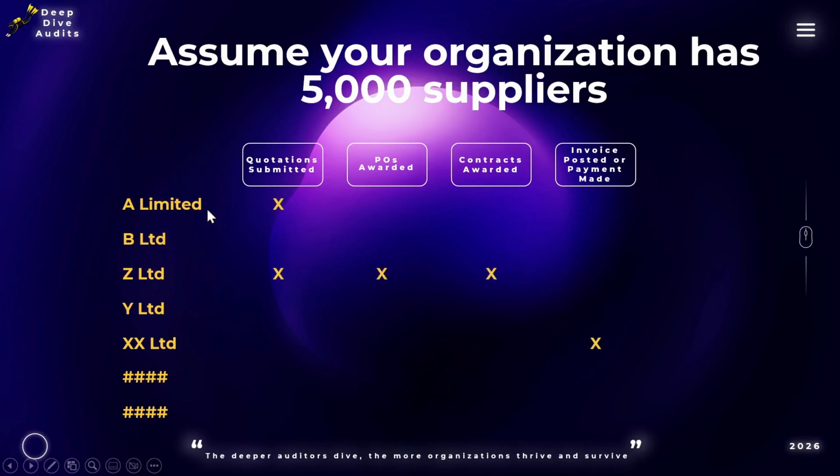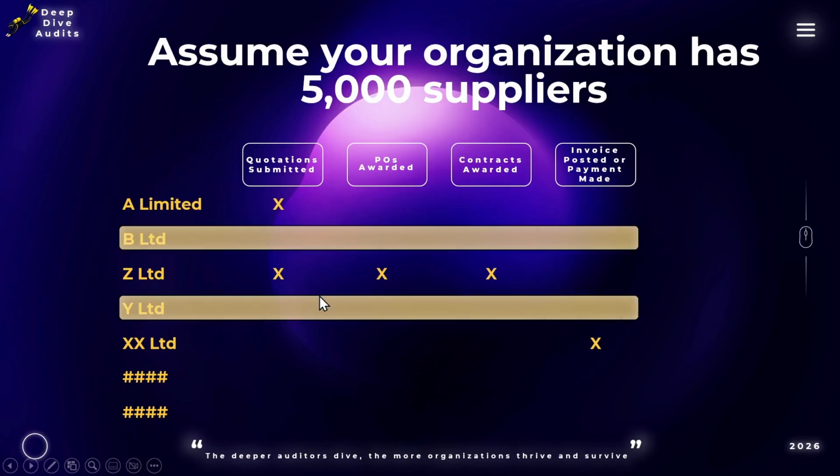So if you use it that way, you can see that, for example, if you mark A Limited, they have submitted a quotation but they never won any PO, or never got any contract, and we never posted an invoice or made any payment, but they are participating in the quotation, then it means this is an active vendor. But B Limited, on the other hand, never had any of those activities, so we would be considering B Limited and Y Limited as inactive vendors. So that's the process that we need to follow. But to get this information, I will show you in the next few minutes.